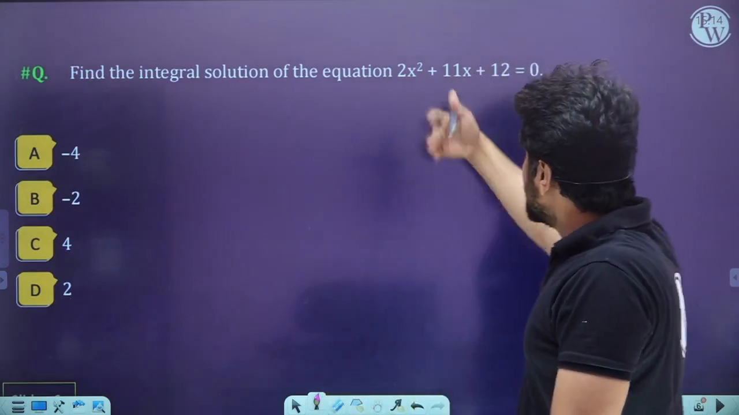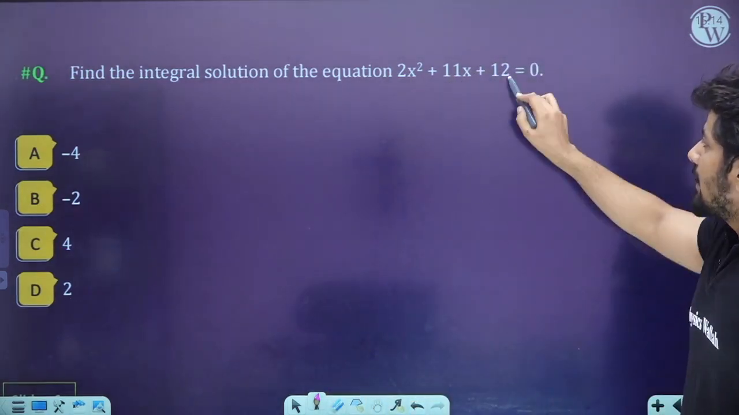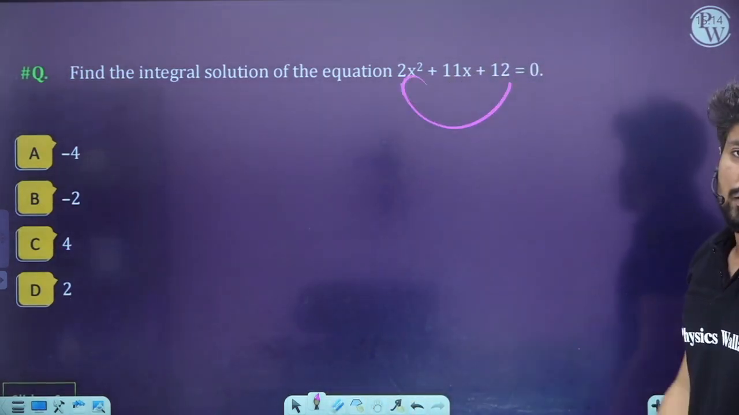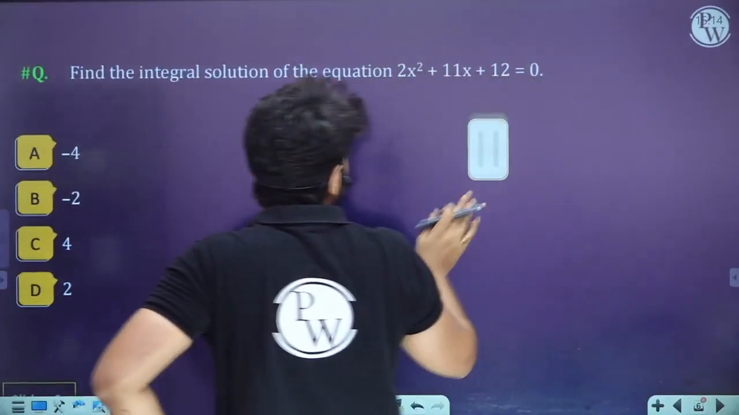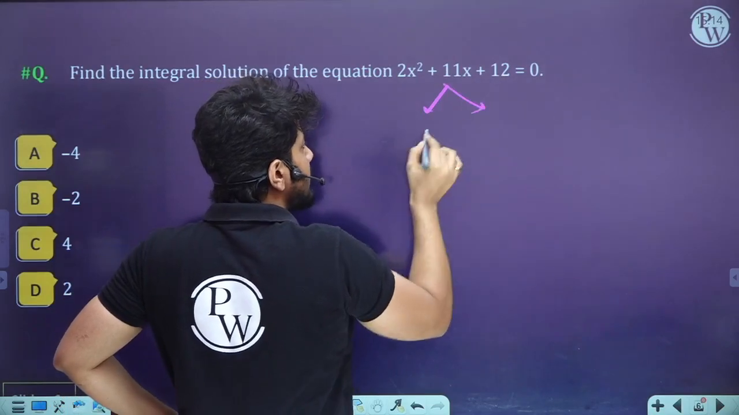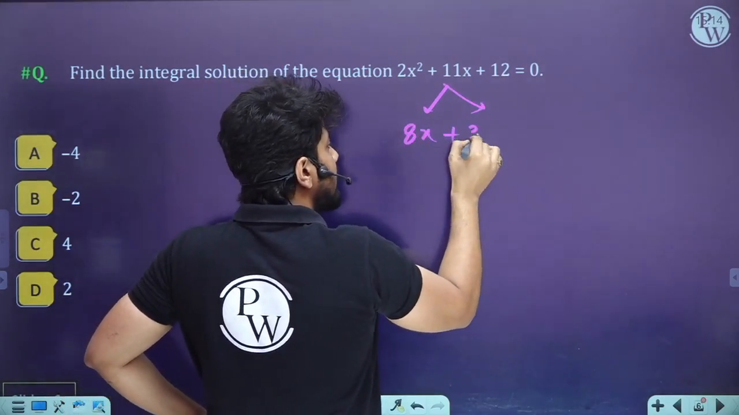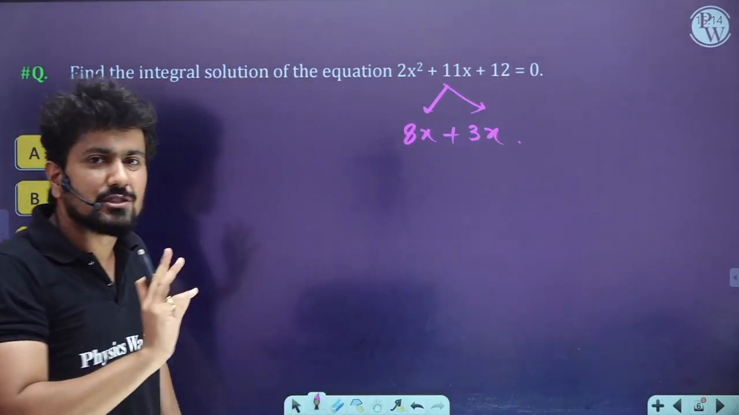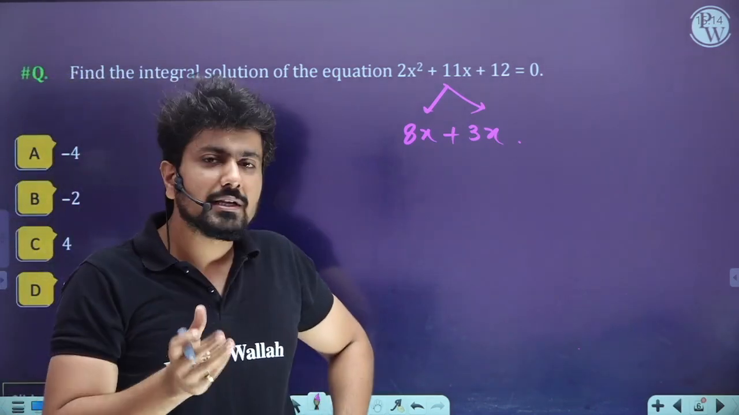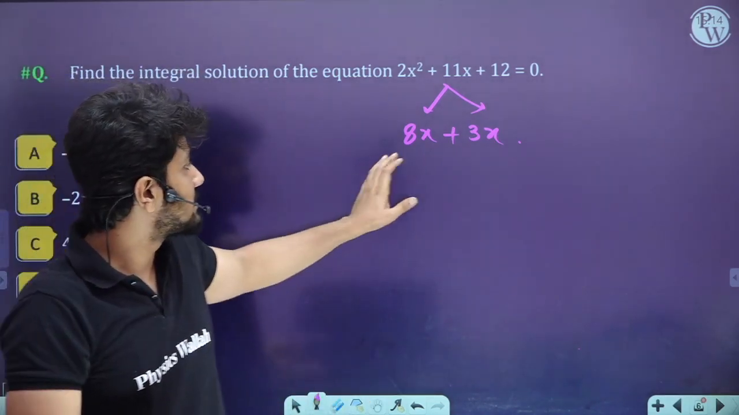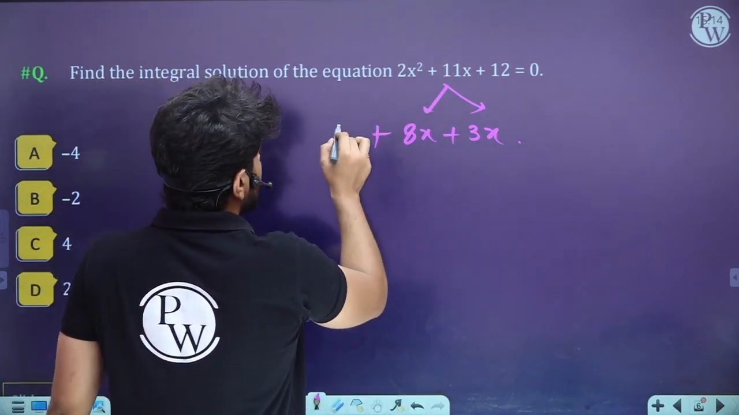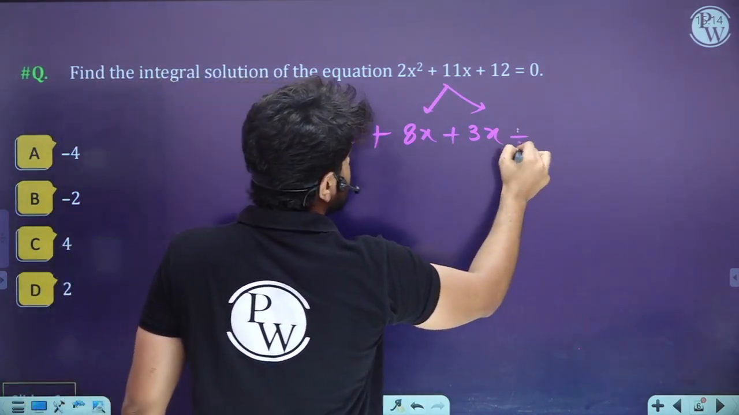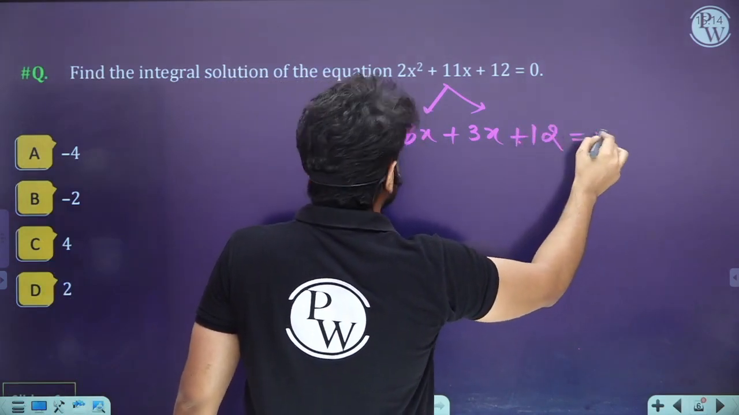You can easily solve this question: 12 into 2, 24. So I'm going to break this plus 11x into two parts, 8x plus 3x, because 12 into 2 is 24, 8 threes are 24, and the sum of 8 and 3 is 11. As simple as that. So you can complete this question now.